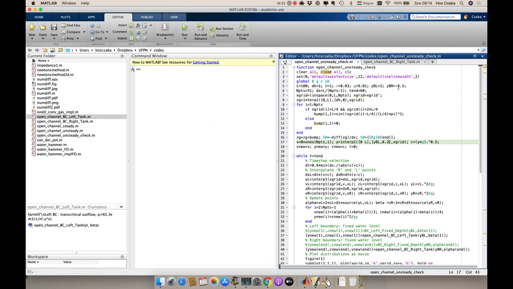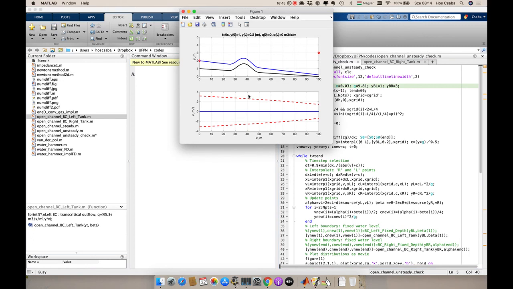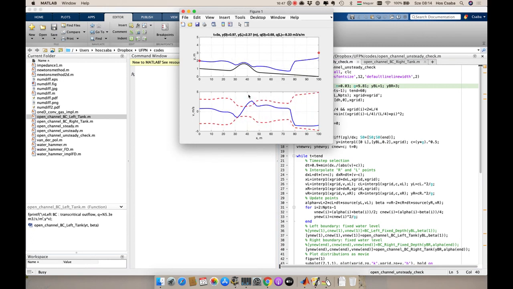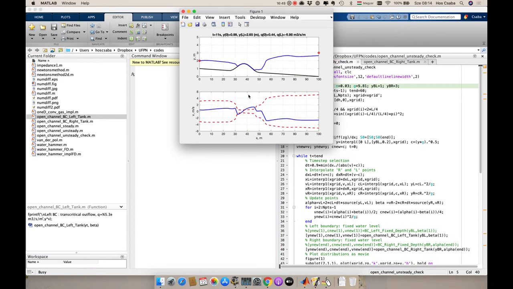Okay, and just one last simple calculation. I will show you that the whole thing is working also backwards. So now I'm setting this to 3 meters. I'm setting the left boundary condition to 1 meter. So now the flow will be backward. It's pretty interesting to see how stable this is.